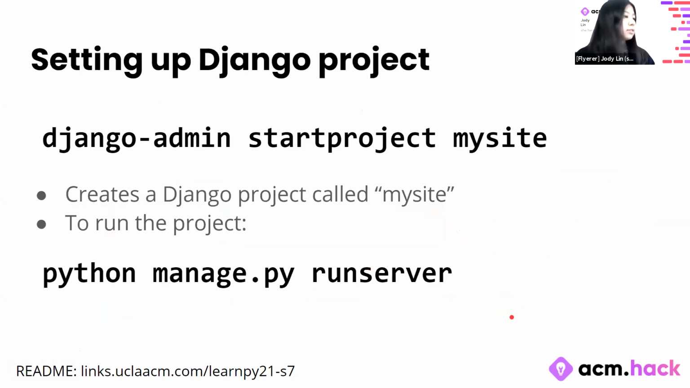All right, so this is just a slide for reference. We did this last week, but I'll just break it down real quick. django-admin startproject mysite is just the command to create a new Django project that is called mysite. And then to actually run it, this is the command as well. This is just here for reference, so come back to it if you need it.